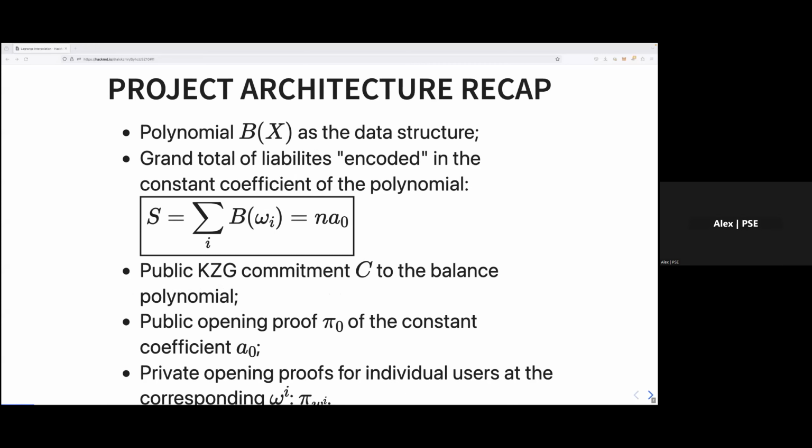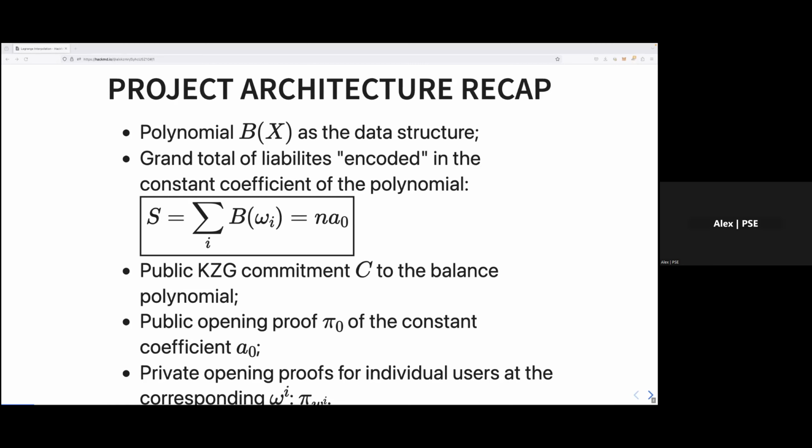We have a polynomial as our main data structure. That polynomial encodes the user balances, and the grand total of all user balances is encoded in the constant coefficient of the polynomial, thanks to all the math that we did in the previous session. So we can obtain the grand total of all the liabilities just by multiplying the constant coefficient of the polynomial by the number of users.